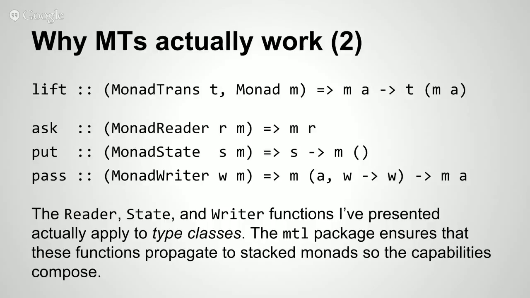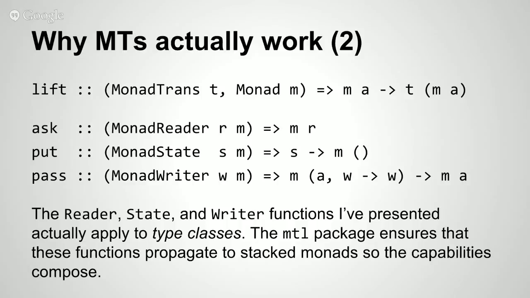This is a multi-parameter type class, and I'll get to that in the second half of the course. For now, don't worry about it, it's just magic. Or you can look into it if you want. So the reader, state, and writer functions that I've presented, they're not functions on a specific type. They're functions that are written to type classes. And there's a package called MTL that has these monad transformers and the monads in them. And it ensures that if you stack these monads on top of each other, the capabilities compose, and you can write code that is a lot simpler than it would be if those type class conversions weren't happening for you.